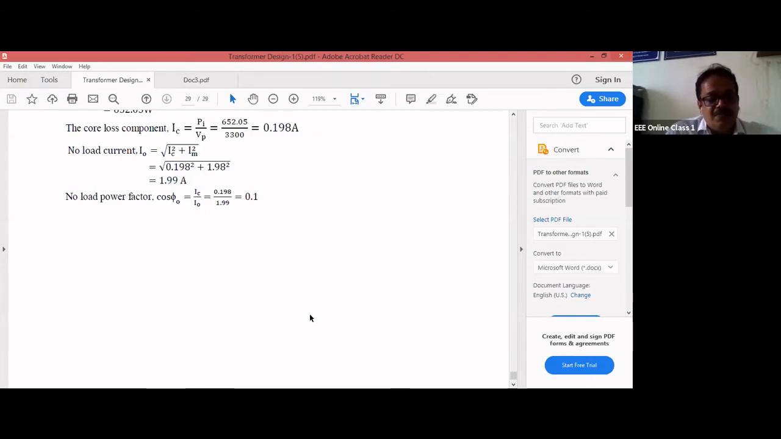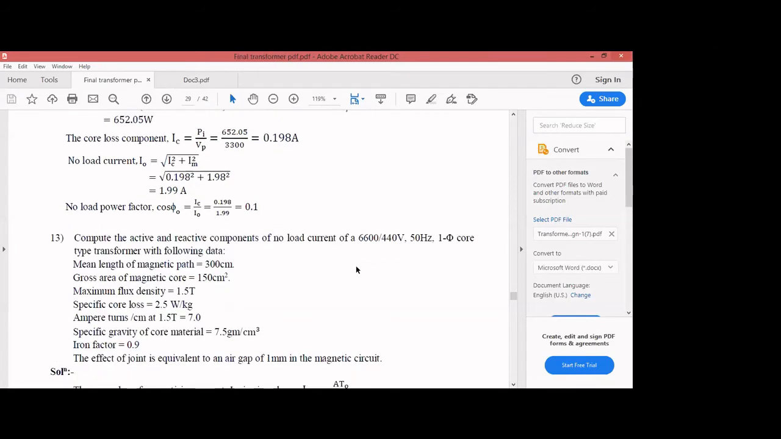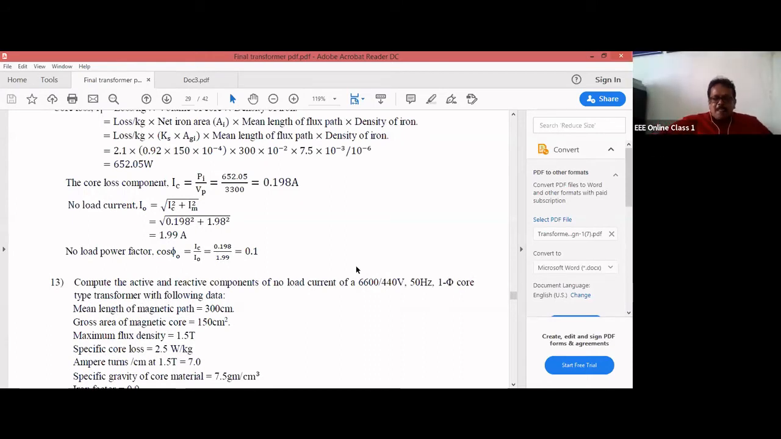The derivation of leakage reactance, and the low load power factor problem, will be similar. The problem I'm going to take now is similar to the last problem. Let's just go through it.